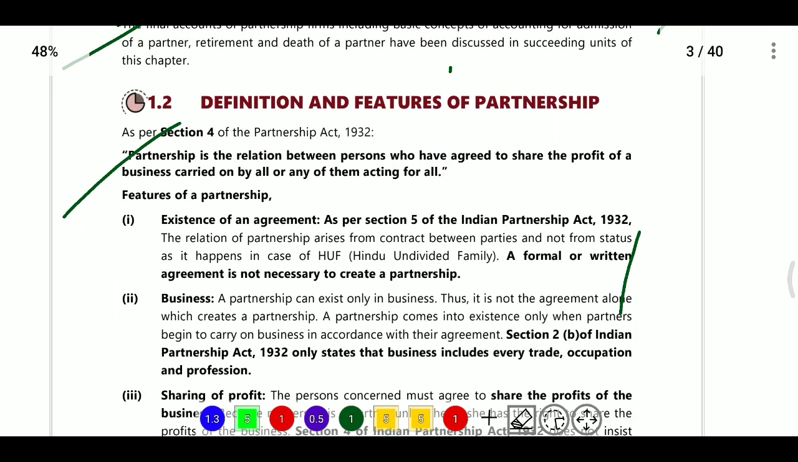Now, as per Section 4 of the Partnership Act, what is meant by partnership? Partnership is a relationship between persons who have agreed to share the profits of a business carried on by all or any of them. So here the business will be started between two or more persons, and they will share the profits, and the business will be carried out by one person or all of the partners.